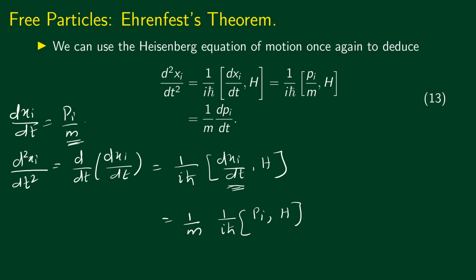Okay, now what is this? This is just dp_i by dt according to the Heisenberg equation of motion, because dp_i by dt would be 1 by i h bar, the commutator of p_i with H. So this is equal to 1 by m dp_i by dt. So we have d square x_i by dt square is equal to 1 by m dp_i by dt.